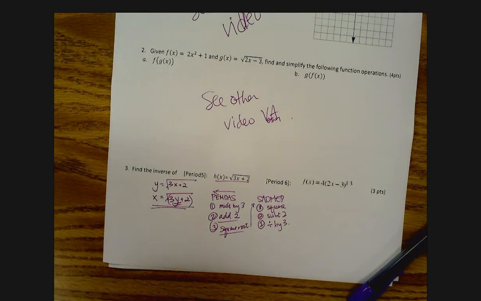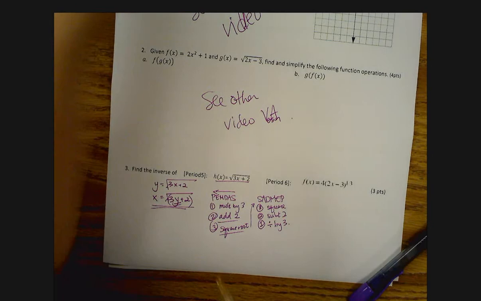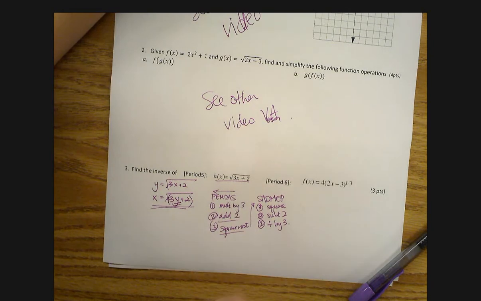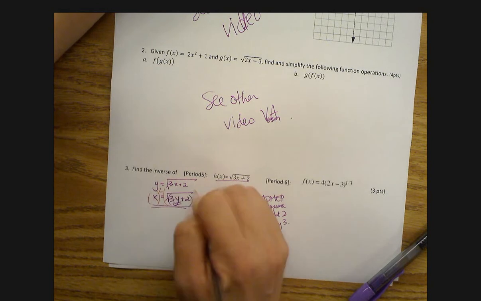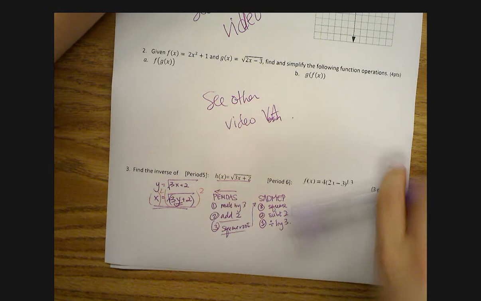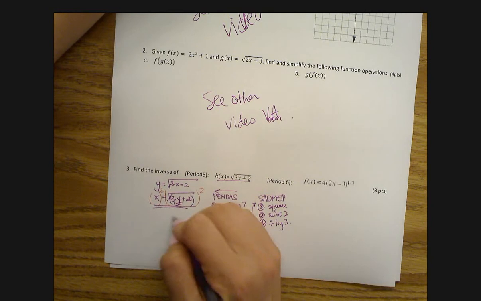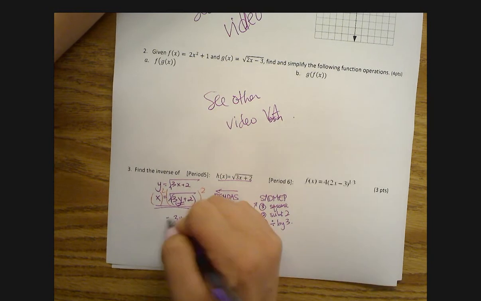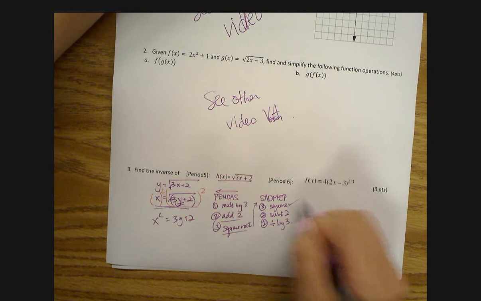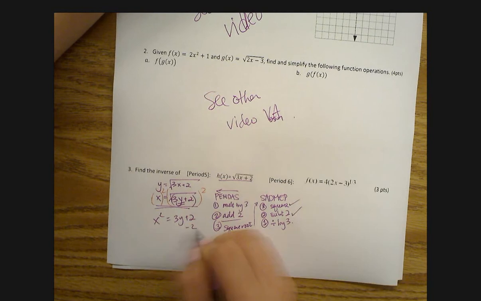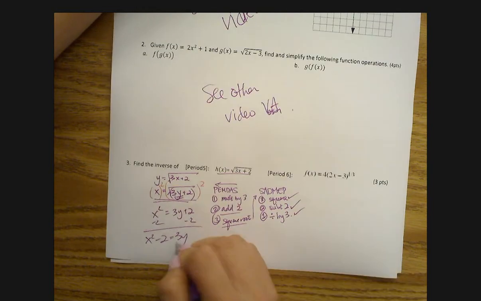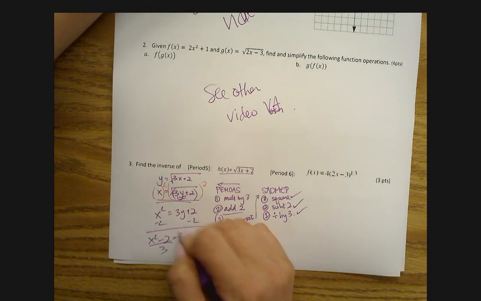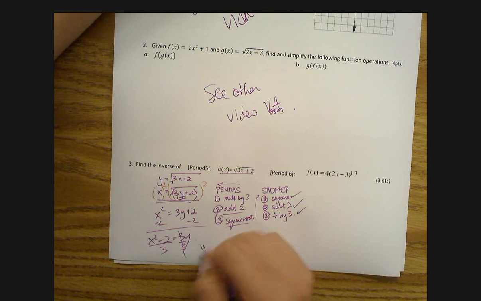You could really refer to the same video as period 1 for more detailed instructions. Same problem with just different numbers. Square both sides. If I square the square root, the squaring and the square root cancel each other out, so 3y plus 2. This is going to be x squared. Next step, I'm going to subtract 2 on both sides. And then I'm going to divide by 3. So what does y equal? x squared minus 2, divided by 3.